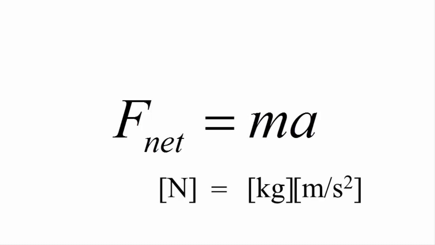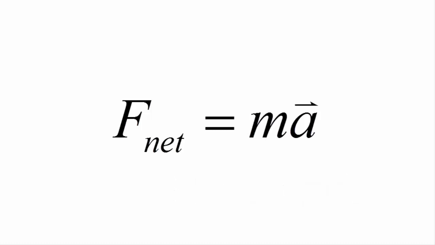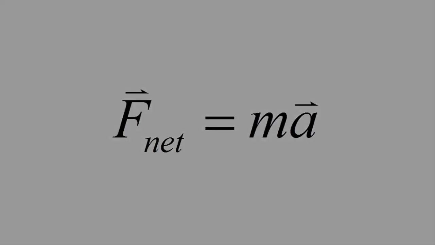Another thing to note from Newton's second law is that mass is a scalar, but acceleration is a vector. The product of a scalar and a vector is also a vector. So therefore, force is a vector and has both a magnitude, which gives the size of the force, as well as a direction. The net force will be in the same direction as the net acceleration.